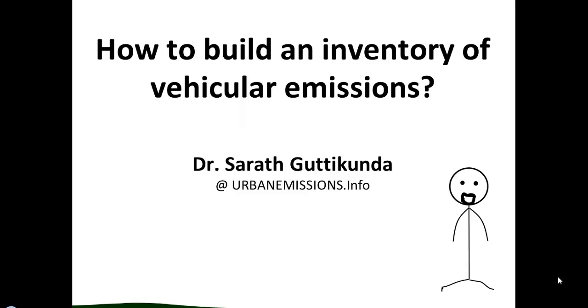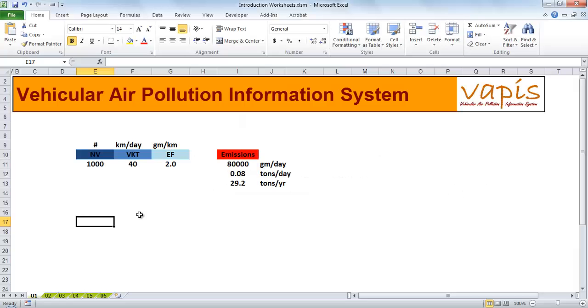How to build an emissions inventory for on-road vehicles. The fundamental equation in building the emissions inventory for vehicular emissions is basically you need three terms: number of vehicles, vehicle kilometers traveled, and an emission factor.